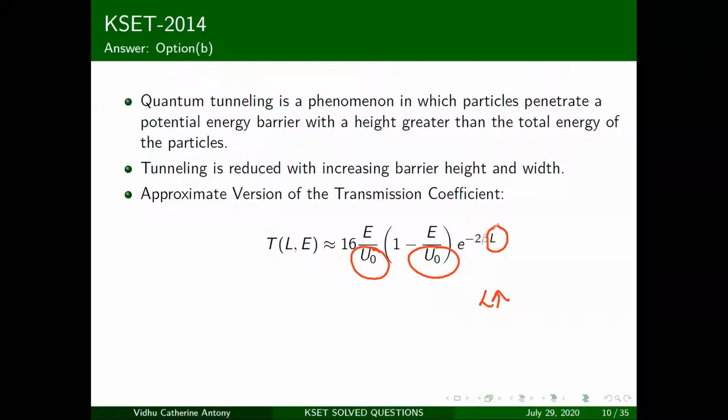E to the power of minus, let's say it's blowing off to some infinity. So if e to the power of minus infinity, what's going to happen here? You basically end up having some minimal value, right? So then the transmission decreases.